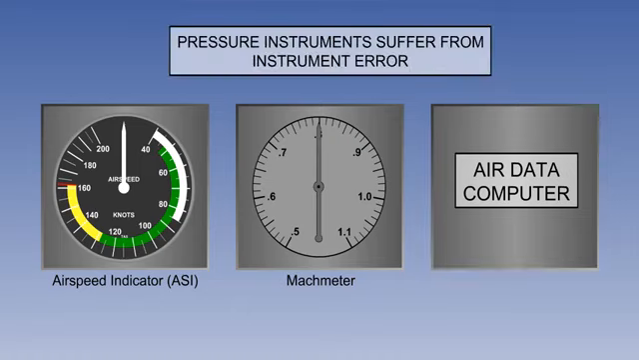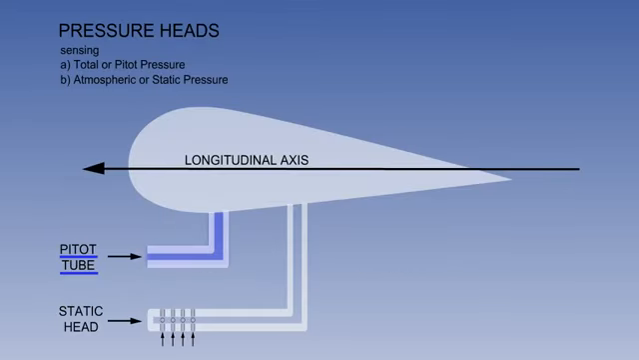Note that pressure instruments suffer from what is known as instrument error. Instrument error is basically due to mechanical imperfections, but this will be dealt with in the lessons on each instrument. Let us now look at pressure heads. Pressure heads are probes fixed outside the aircraft and which form part of pitot and static pressure sensing systems.